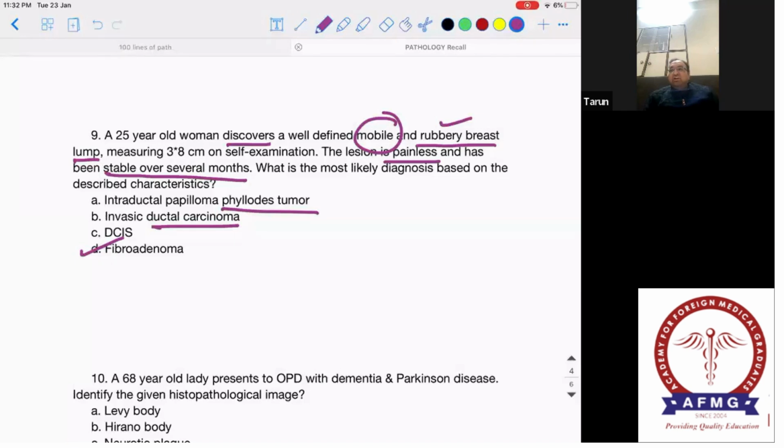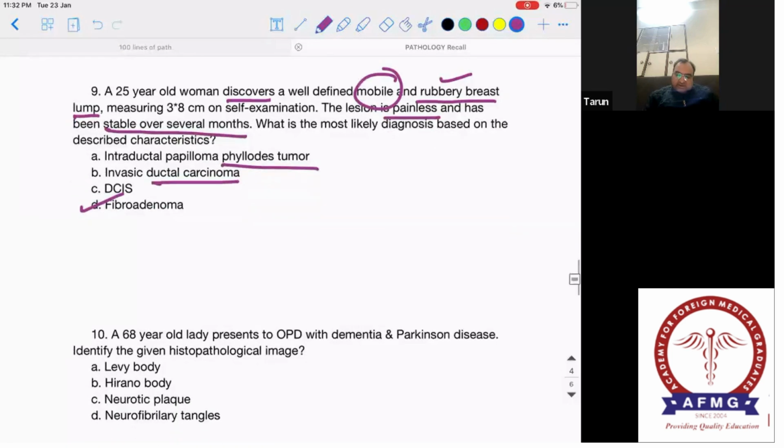If they give you the peau d'orange appearance, the tumor attached to the superficial skin, or puckering of the skin, or if the lymph nodes are enlarged, all those features are in favor of a malignant lesion. So I think it's a very straightforward question.